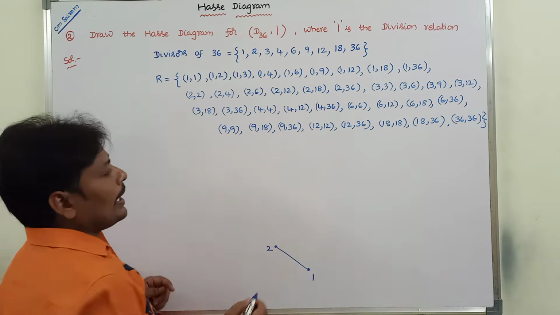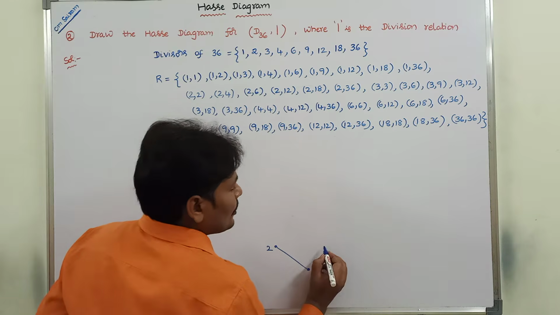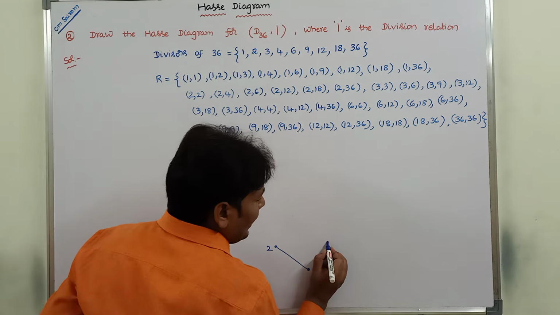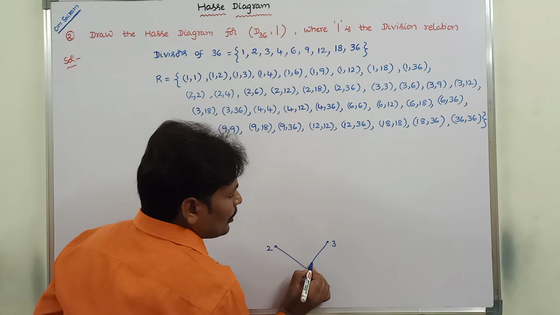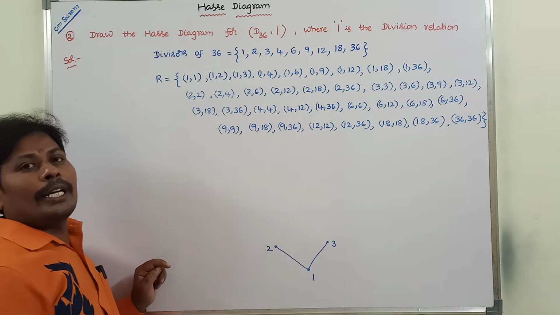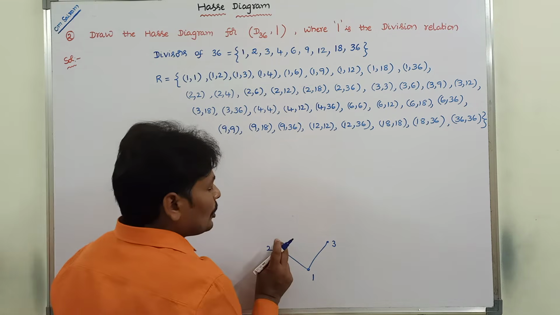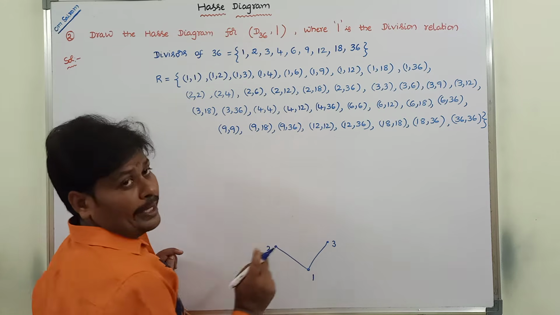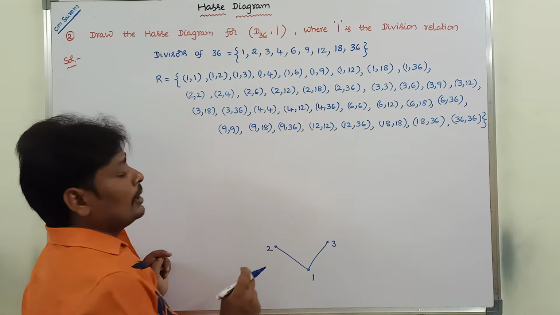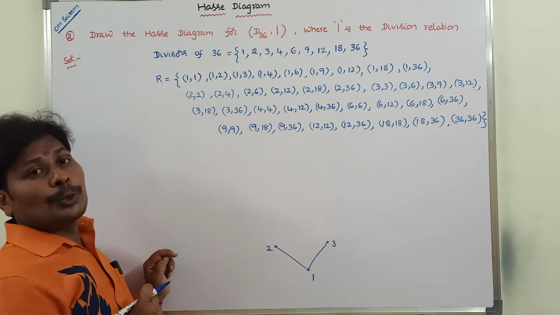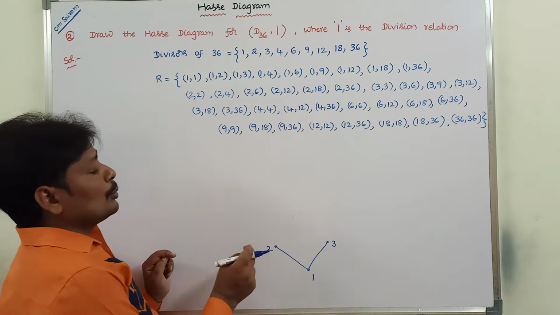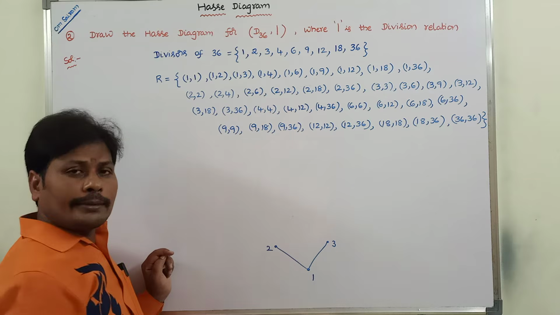Next element is 3. So 1 divides 3, so we have to draw the edge between 1 and 3. But 2 does not divide 3. Because of that reason, we do not draw the edge between 2 and 3, because 2 does not divide 3.